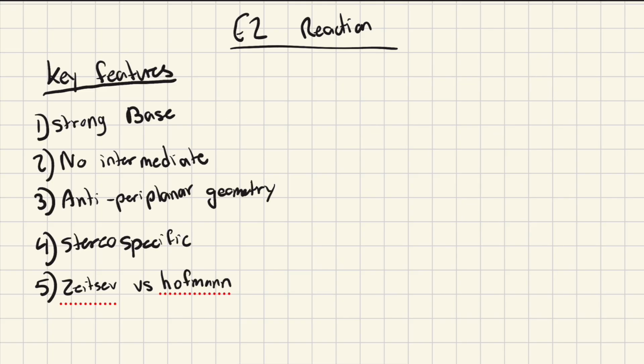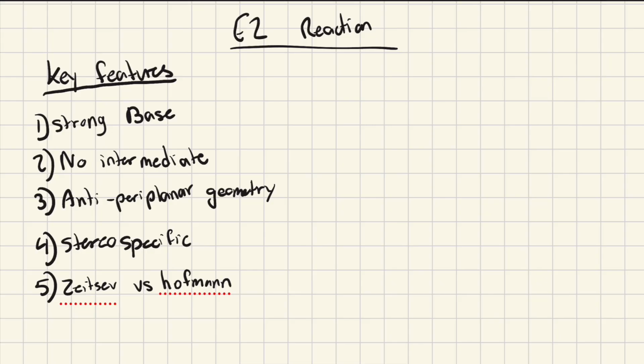Let's look at some key features of E2 reactions. The first is that we need a strong base. This is going to be typically an anion that wants one more proton to become stable. We can think of hydroxide groups, tert-butoxide.